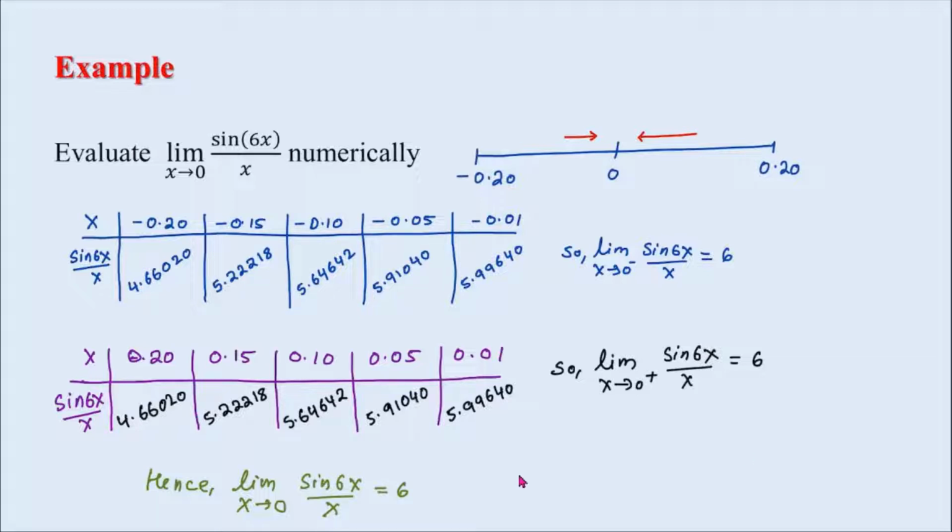So in this example, we are able to find the limit of this function numerically. So whenever you are asked to find the limit numerically, that means you have to make the table and you have to find the limit from the left and also from the right. And if they are equal, that will be equal to the limit of the function at the given point. So that is example 2. Now let's move on to the next example.